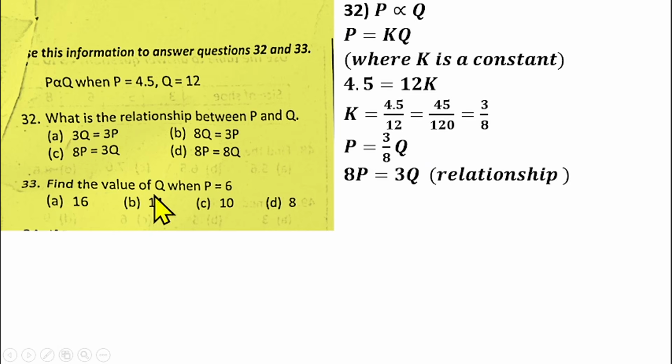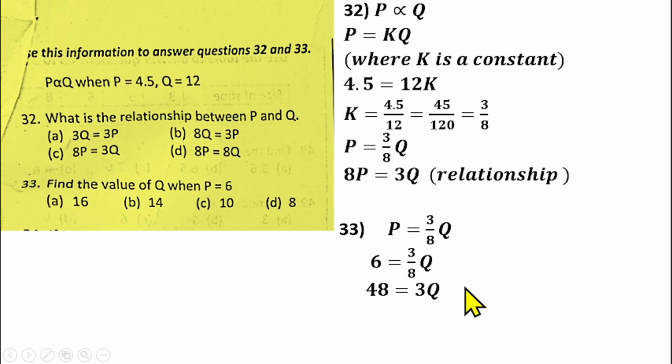Question number 33, you have to find Q when P is 6. So from here we can find Q when we substitute the value of P to be 6. I went back to the equation we generated here: P is equal to 3 over 8 Q. If you substitute the value of P, which is 6, 6 equals 3 over 8 Q, cross multiply, that gives us 6 times 8, which is 48, equals 3Q. Divide both sides by 3, Q will be 16, which is option A for question number 33.